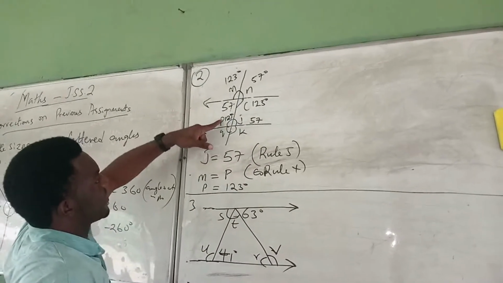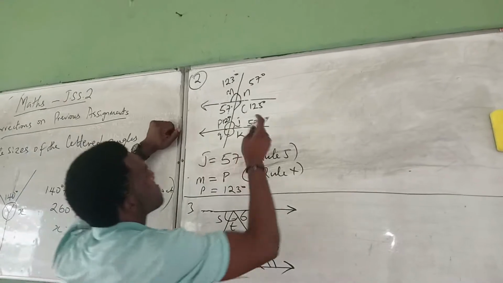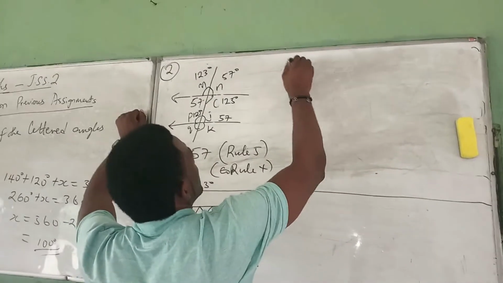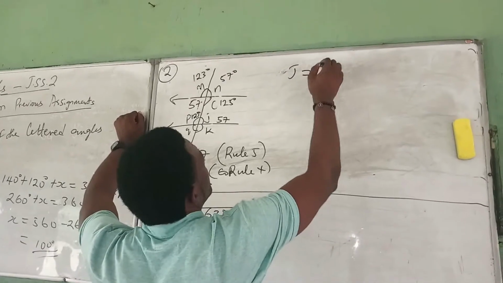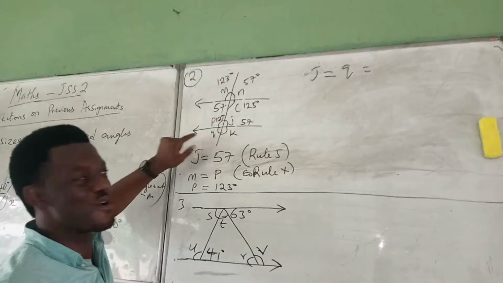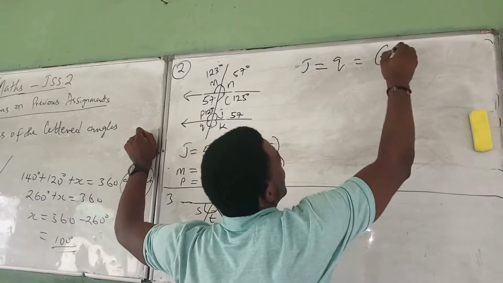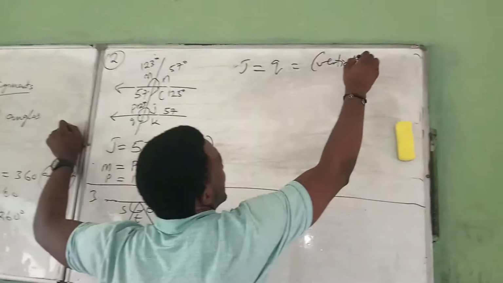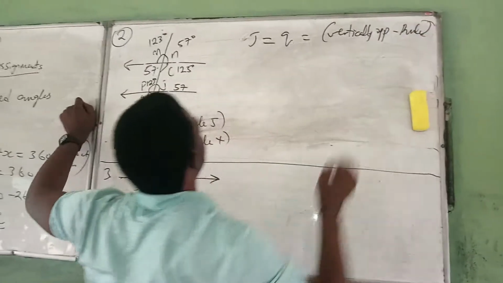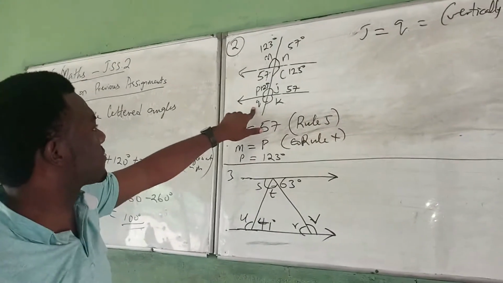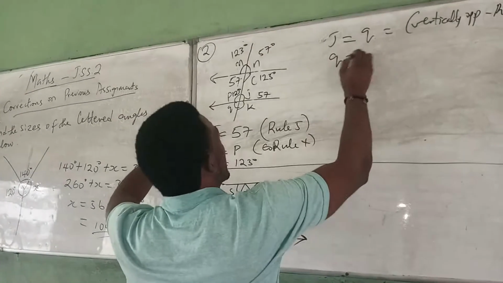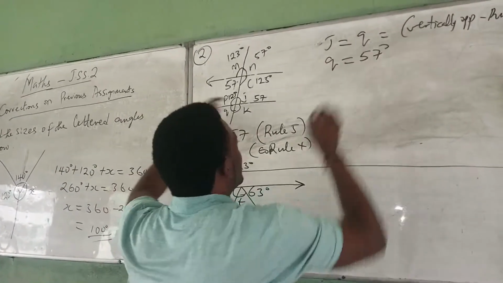Of course, easily, with this we can say that J will be equal to Q. Reason, vertically opposite. That is our rule 2. Vertically opposite angles are equal. So if J is equal to Q, it means that Q now will be 57 degrees because J is 57 degrees.